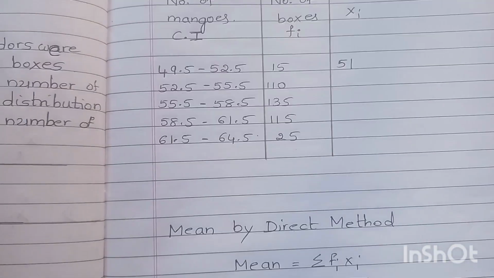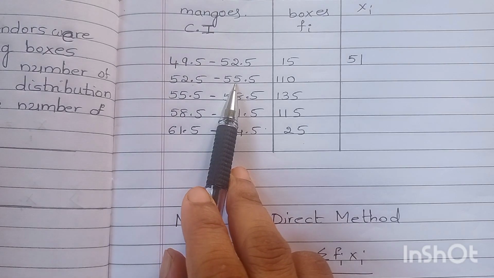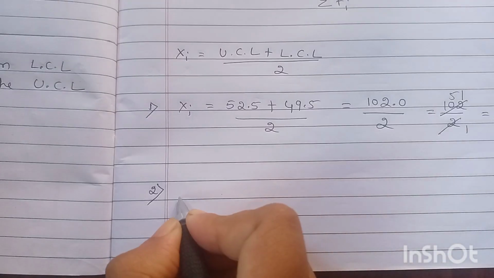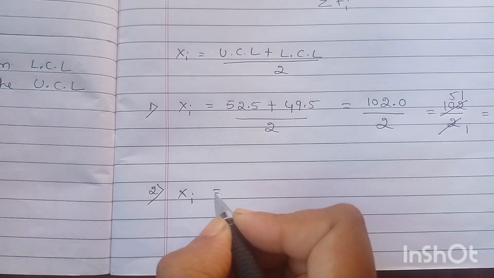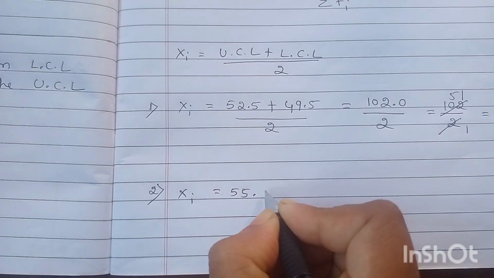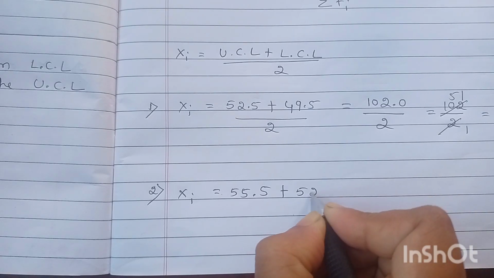We know that. Look at this. Here it is 55.5. This is our upper class limit. 52.5 is our lower class limit. Right? Let us substitute that in the formula. Xi is equal to upper class limit plus lower class limit divided by 2. Upper class limit is 55.5 plus lower class limit, that is 52.5.